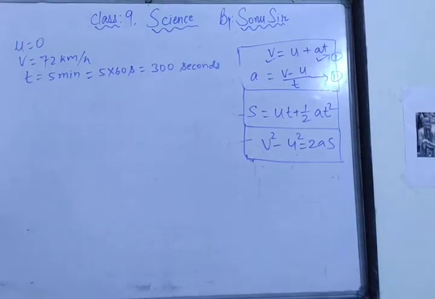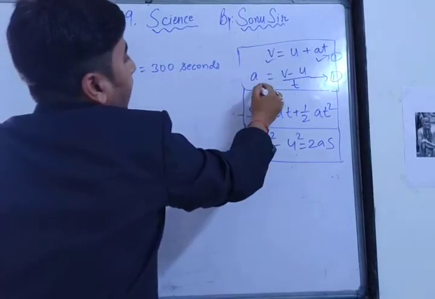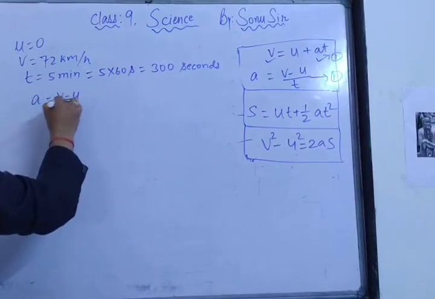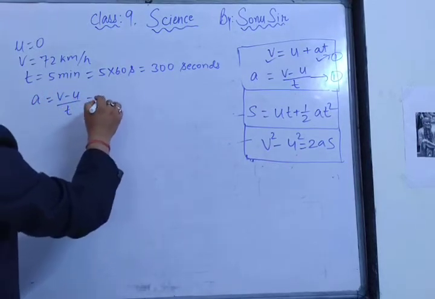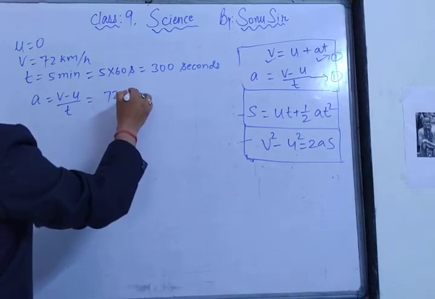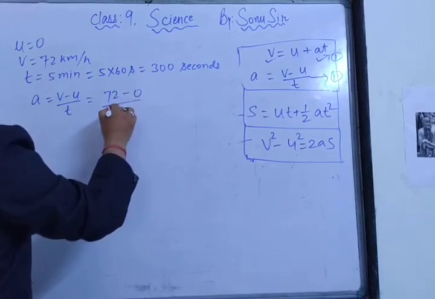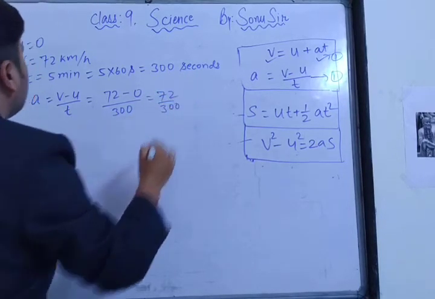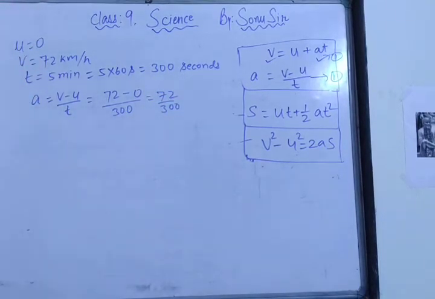Now the question is, what do we have to solve? We have to find the acceleration. So what was our first equation? a is equal to v minus u upon t. Acceleration a is equal to v minus u upon t. So what is the value of v? 72, u is 0 and t is 300. So 72 upon 300. Can you divide 72 upon 300? I hope all of you can divide it very easily.